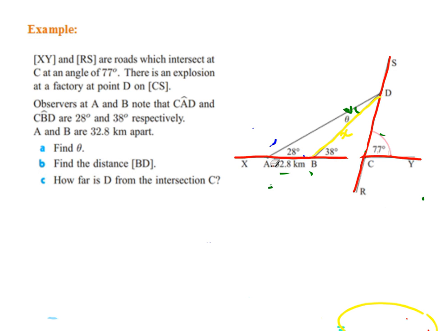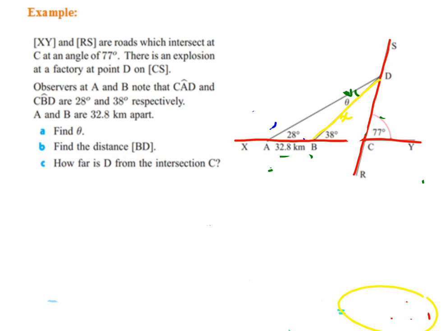Find theta. So where is theta? Here's theta. So I've just kind of drawn the little angle in there. So that's what we need to do for part A. Then find the distance BD, that thing there. And then how far is D from the intersection C? That length there. So you're probably guessing we might do a bit of non-right angle trig. Yeah, pretty much.